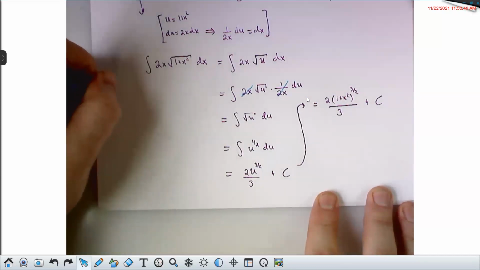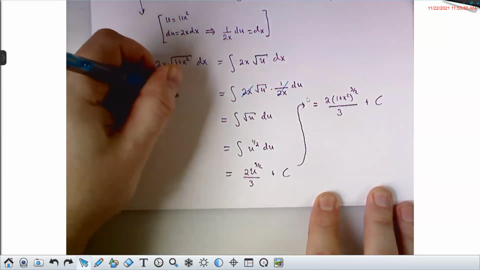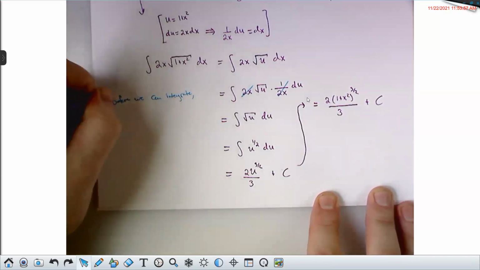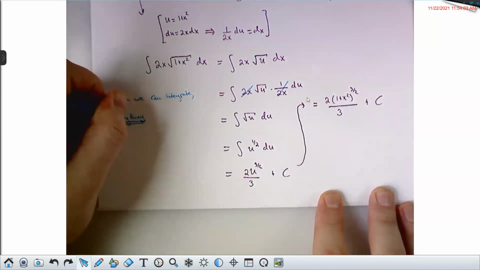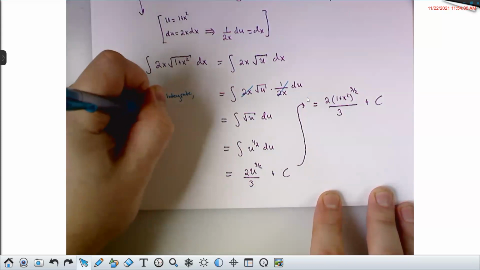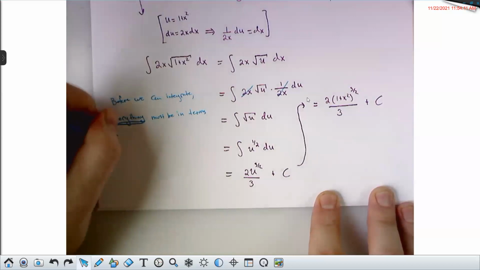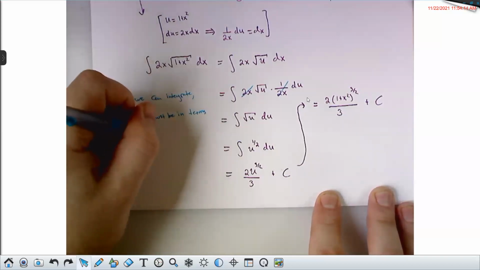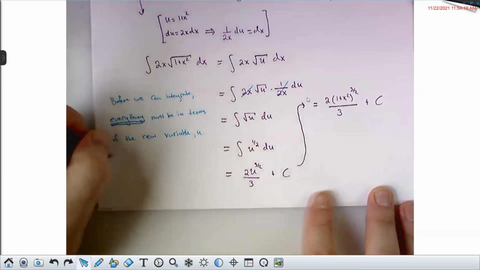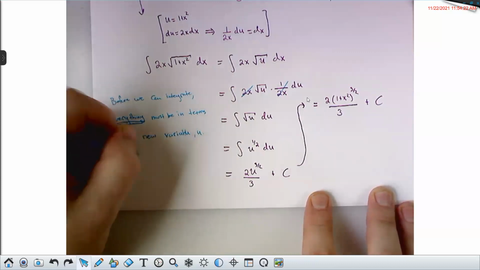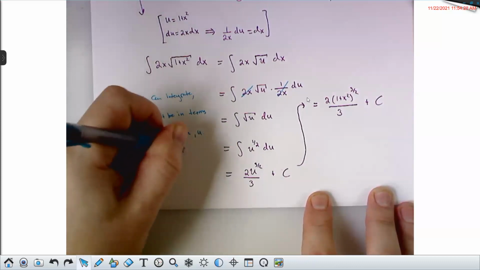So before we can integrate, everything, double underline, must be in terms of the new variable. There cannot be any x stuff left over.